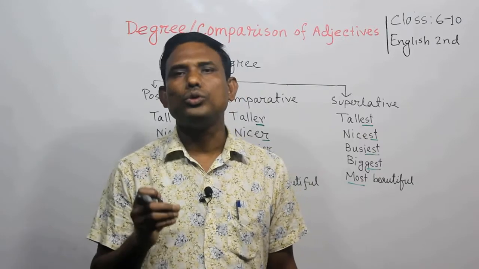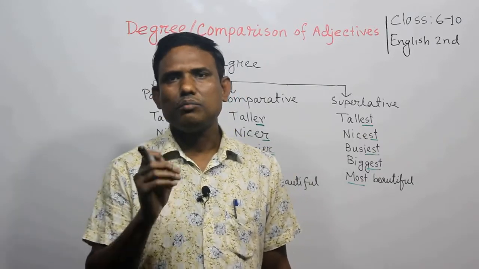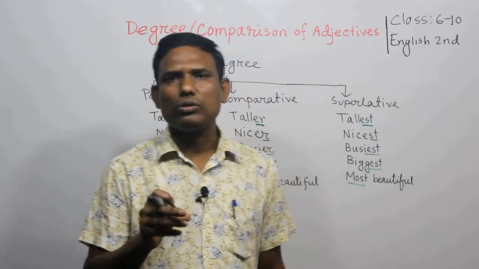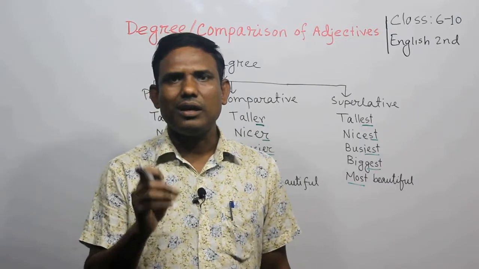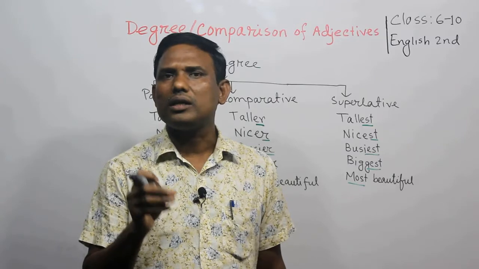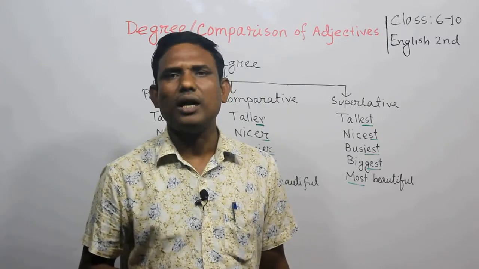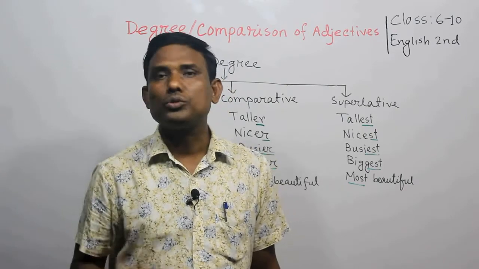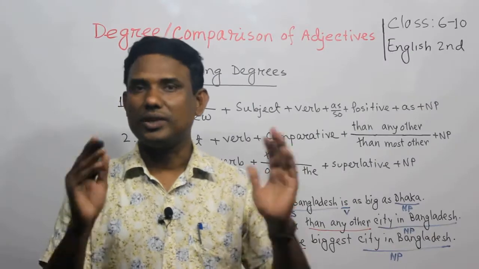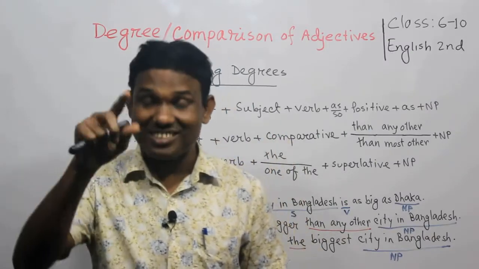For example, good, better, best, bad, worse, worst, much, more, most, many, more, most, little, less, least, old, older, oldest, old, elder, eldest. Okay. In this way, you can form comparatives and superlatives. Now I am going to tell you how you can change degrees. Dear students, there are only three structures that will help you to change degrees.